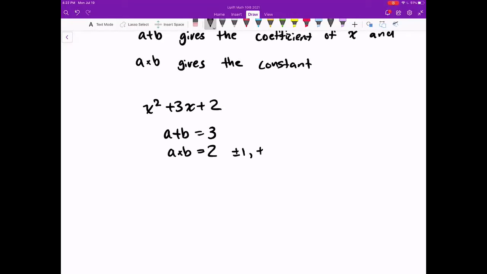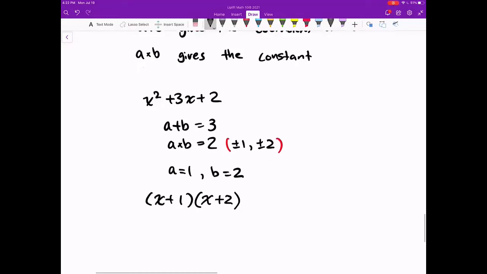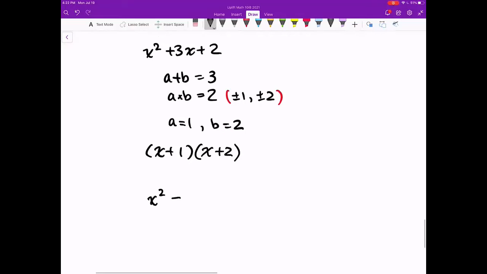Plus minus 1, plus minus 2. Oh yeah, that's true. But we're not there yet. So in this case, we kind of realize that positive 1 times positive 2 gives us 2 because obviously those are the factors. But also positive 1 plus positive 2 gives us 3. So our a and b are 1 and 2. We can have x plus 1 times x plus 2, and that will be the factored form. All right, another example. x squared plus 6x plus 9.